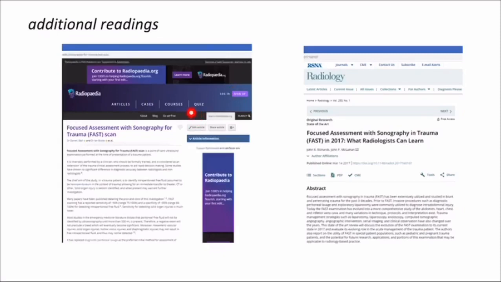So for additional readings, I recommend to consult focus assessment sonography for trauma in Radiopaedia, and there's a journal in RSNA entitled FAST for radiologists and for medical students as well.